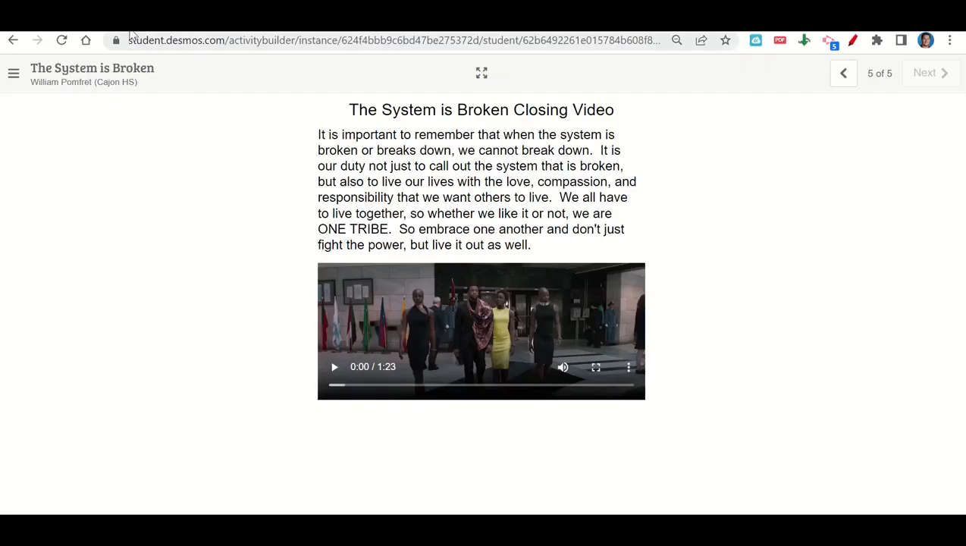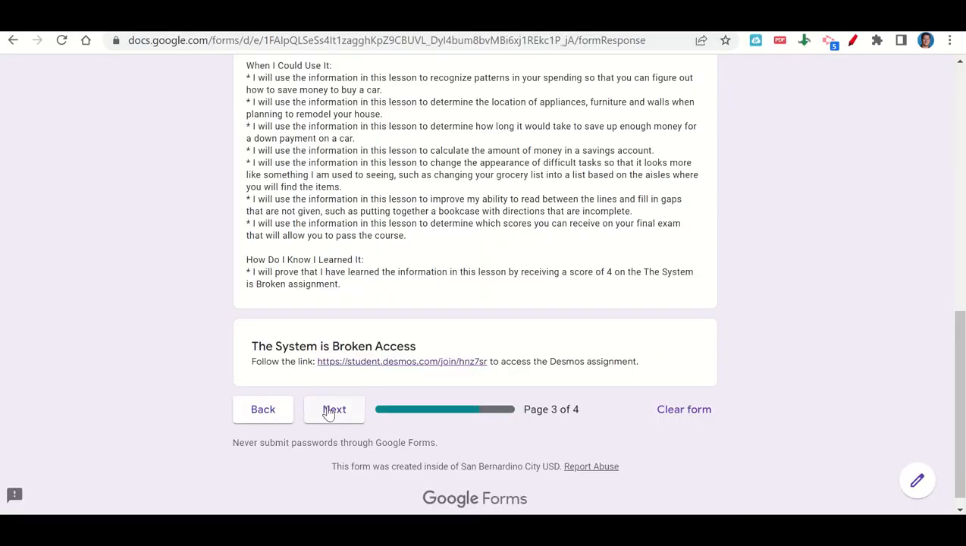And then when you're done, we'll go back to our Google form and click Next. This will take you to your Before You Go. Go ahead and fill out your Before You Go and then submit your work on Google Classroom.